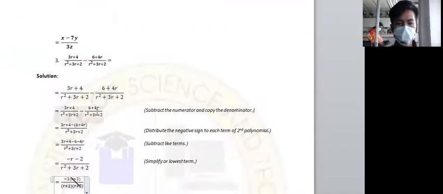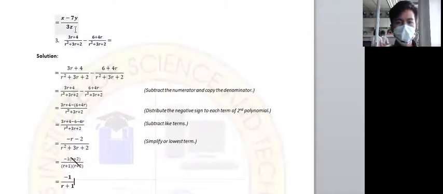So example number 3, (3r plus 4) over (r squared plus 3r plus 2) minus (6 plus 4r) all over (r squared plus 3r plus 2). So pasasamahin po natin yung numerator po natin: 3r plus 4 minus the quantity 6 plus 4r. Okay po. Then copy the denominator, r squared plus 3r plus 2.